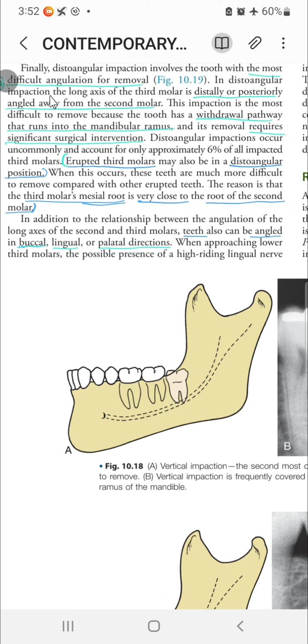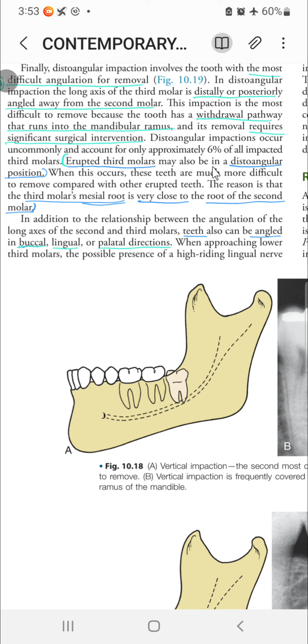In disto-angular impaction, the long axis of the third molar is distally or posteriorly angled away from the second molar. The impaction is the most difficult to remove because the tooth has a withdrawal pathway that runs into the mandibular ramus, and its removal requires significant surgical intervention. Disto-angular impaction occurs uncommonly and accounts for only approximately 6% of all impacted third molars.